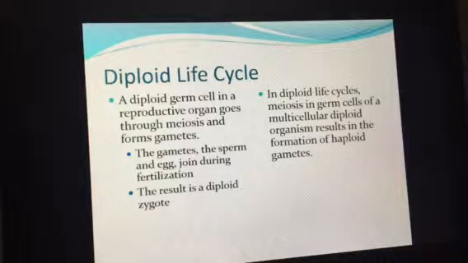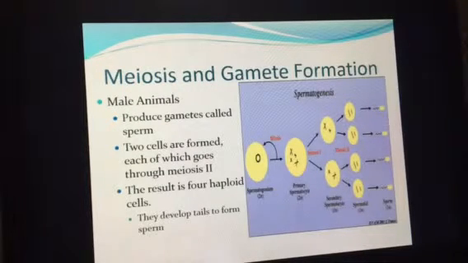Now, we have two processes of this diploid life cycle. With these gamete formations, we have our male and our female. So let's talk about the males. Spermatogenesis is what males go through. It's the process of forming sperm, or making sperm.